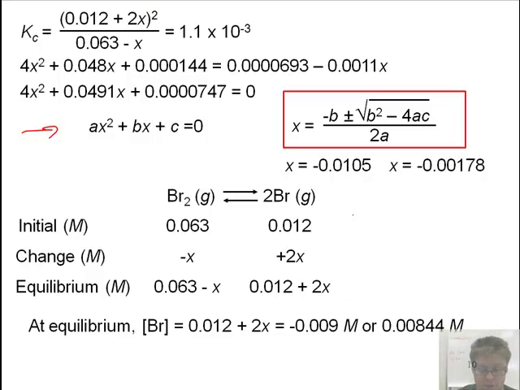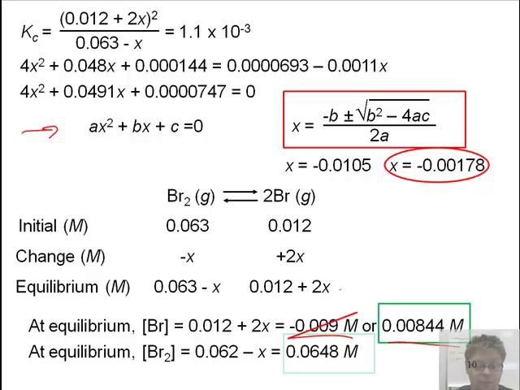Or it's this value here. So if you look at these two, which one is more likely to happen in reality? Is it a negative molarity or a positive molarity? The second one gives you the value with a positive molarity. So with that value, at equilibrium you've got the Br concentration here, and then the Br2 concentration is this here. So you use that same x again and plug it in here.